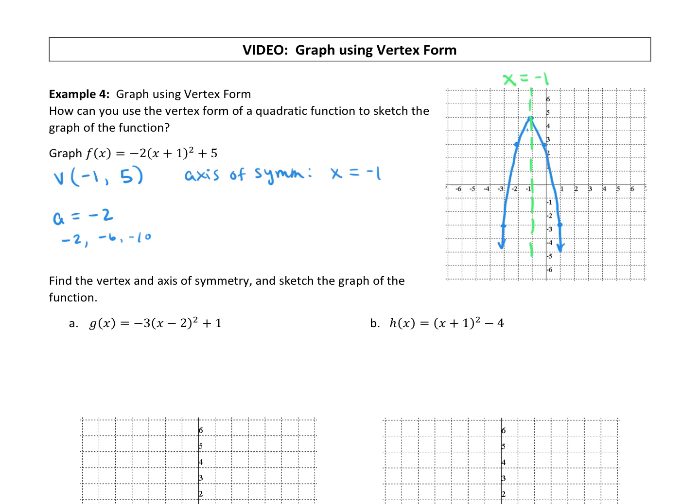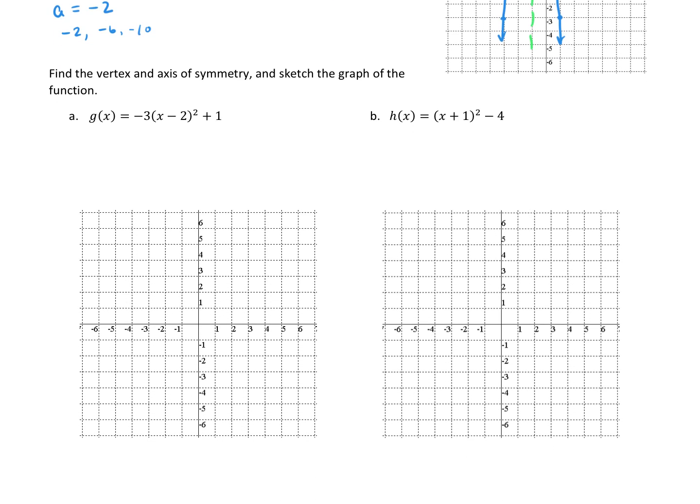One thing to note: if you think about the absolute value of -2, that's a number greater than 1, so this is going to be a vertical stretch. It's going to narrow your graph from the parent function. Okay, let's just try a couple more, to make sure we have this down.